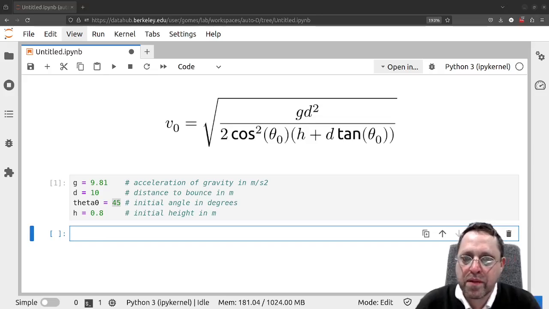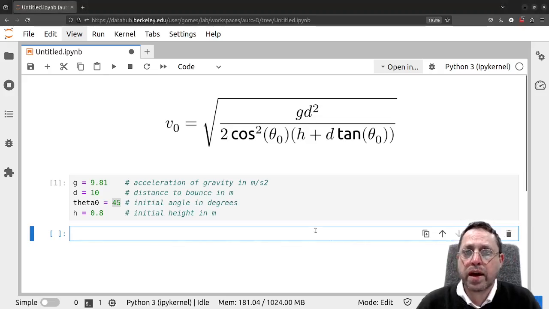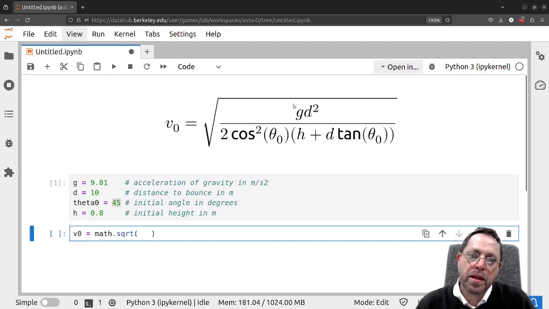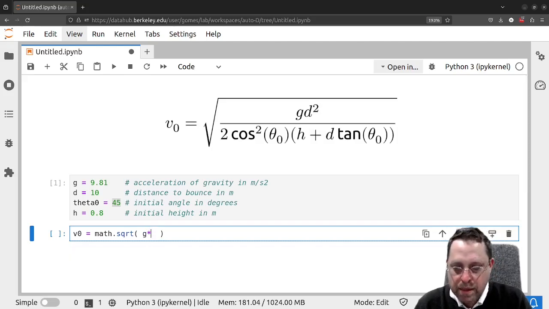Okay, so now we have everything we need. Let's go ahead and evaluate the expression. So we have v0 is equal to math.sqrt, open and close parentheses. And inside here, we're going to put this fraction. The fraction has as its numerator g d squared. So we can do that with g times d squared.